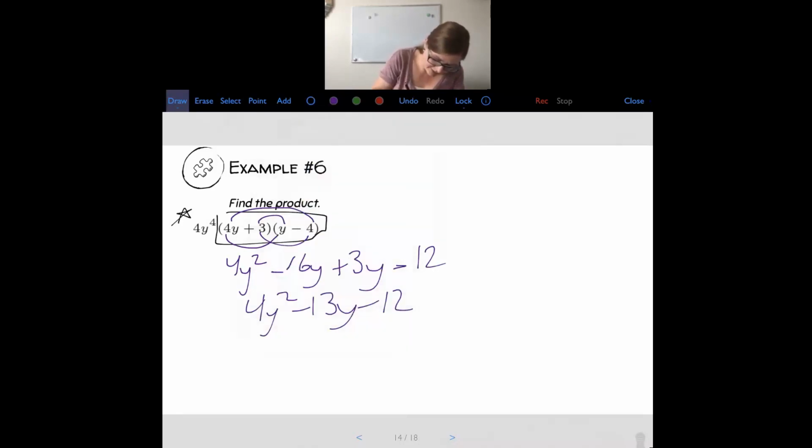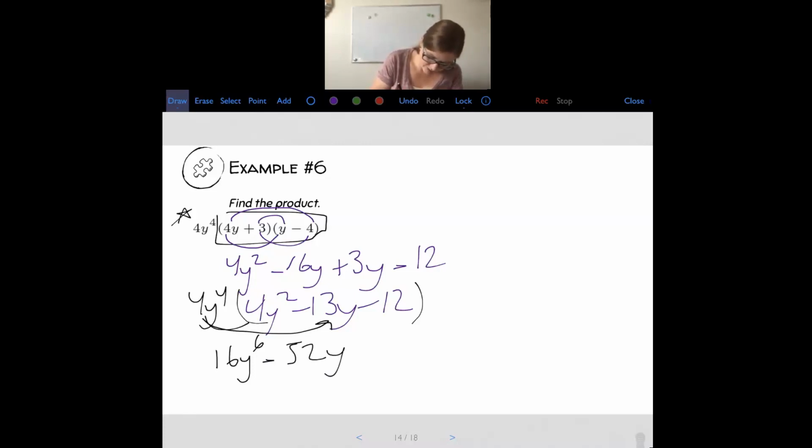Okay, and remember we had a 4y to the 4th outside. So here's the place where I'm going to add it back, and now I'm going to distribute it to each term in the parentheses. So this is going to give me 16y to the, not 4th, to the 6th. Remember we add exponents. 4y to the 4th times negative 13y. So 4 times negative 13 is negative 52. Y to the 4th times y is y to the 5th. And then we have 4y to the 4th times negative 12, which is negative 48y to the 4th. So this is our final answer.